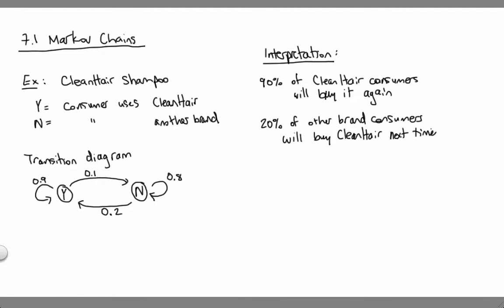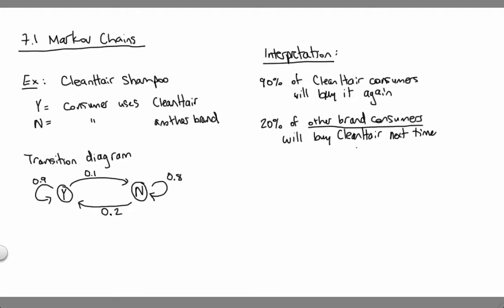So let's make sure we got that right. So we're talking about people who are currently using other brands, that's the people in category N, and we're saying 20% of those are going to switch over to being Y. They're going to switch over to buying Clean Hair next time. 80% of the other brand consumers will stay with another brand.